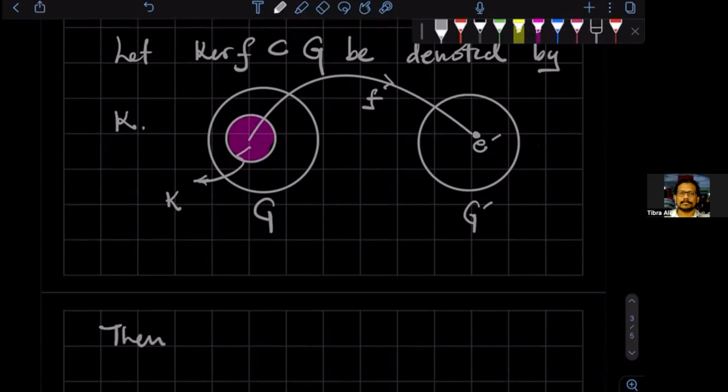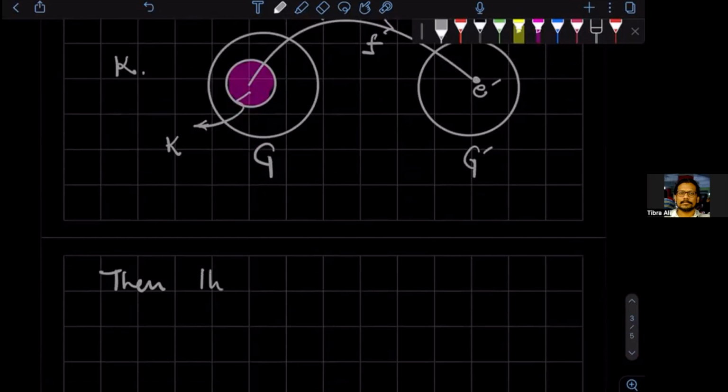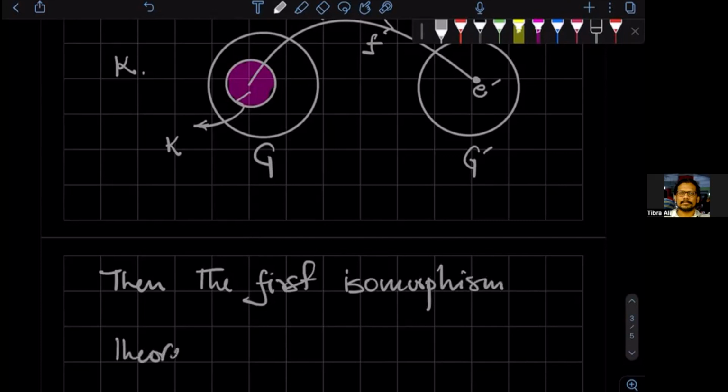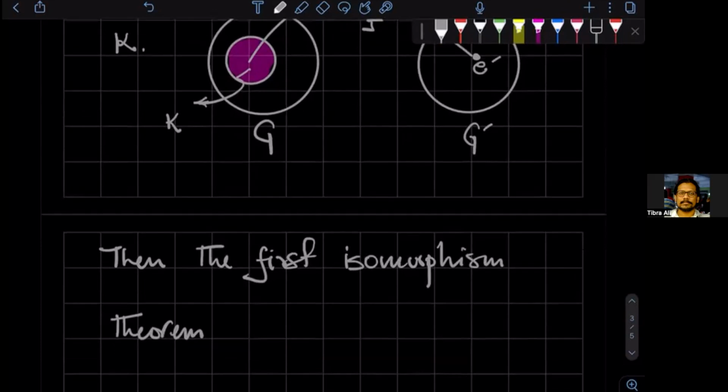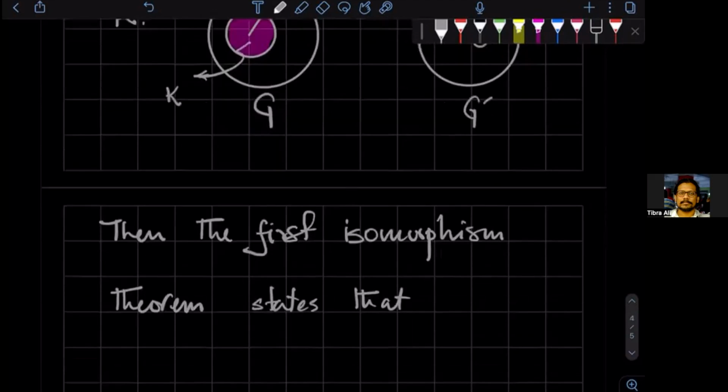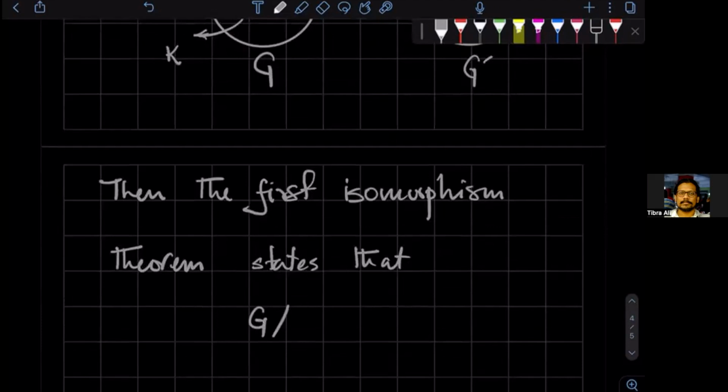then the first isomorphism theorem states that G over K is isomorphic to the image of F, okay?